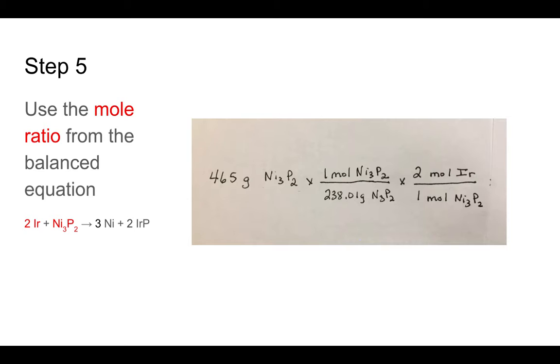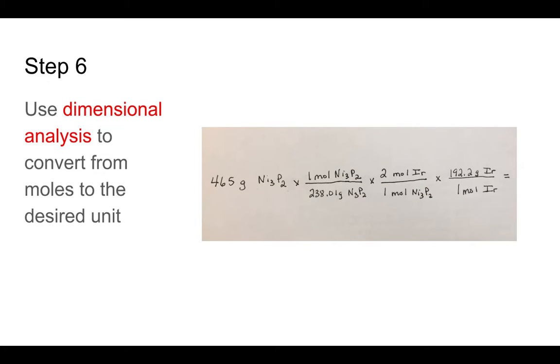All right, next I'm going to go to my balanced equation, and I'm going to use the mole ratio between nickel phosphide, which is what I was given, and iridium, which is what I'm trying to find. So you can see in the next step I have added the mole ratio, and I've made sure to set it up so that moles of nickel phosphide will cancel out.